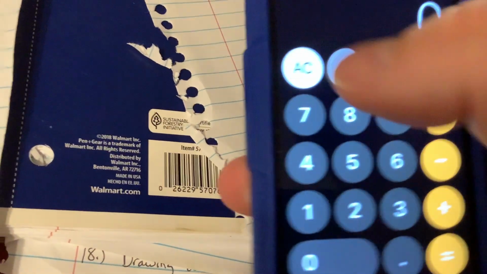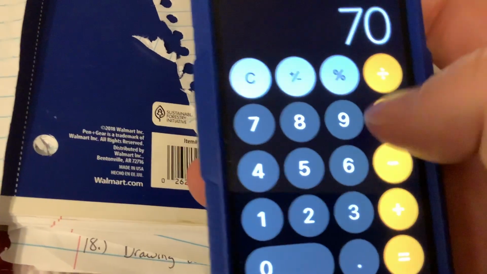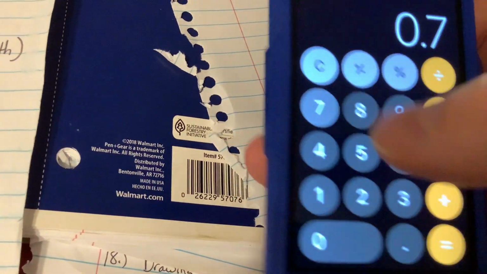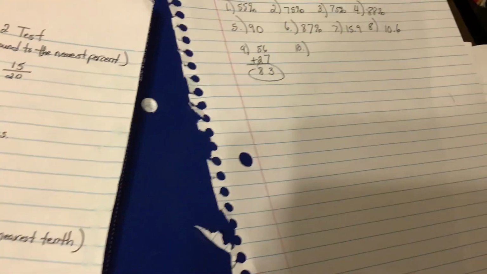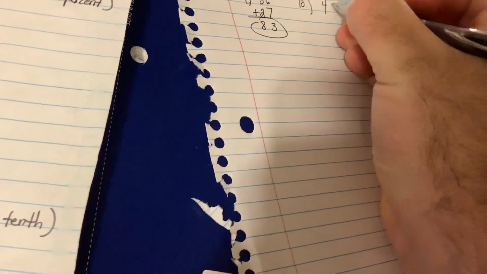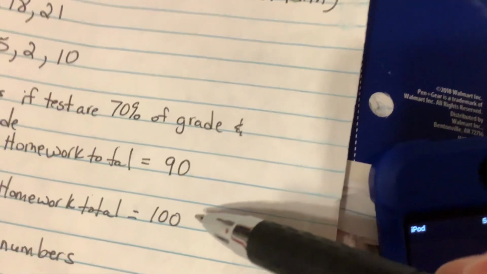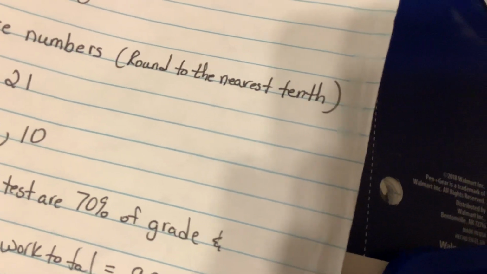Okay, number 10, test total was 70. So we're going to do 70 times 0.7. It's 49. And homework, 100 times 0.3 is going to come out to 30. You can try it on a calculator, 100 times 0.3. And so you add those together, and you get a 79.